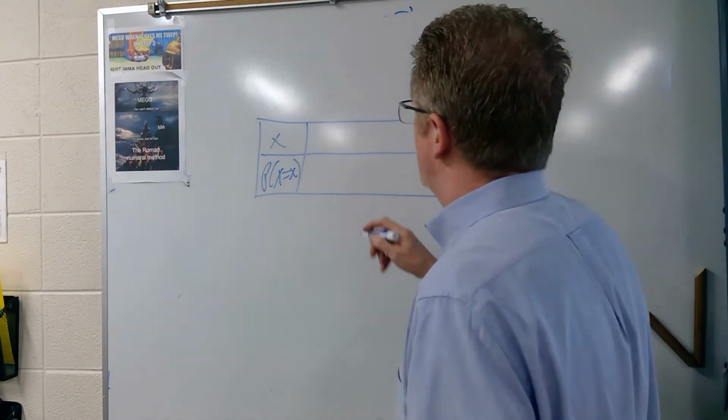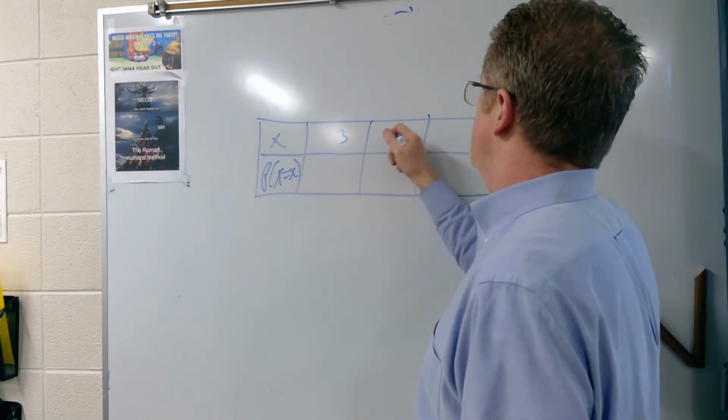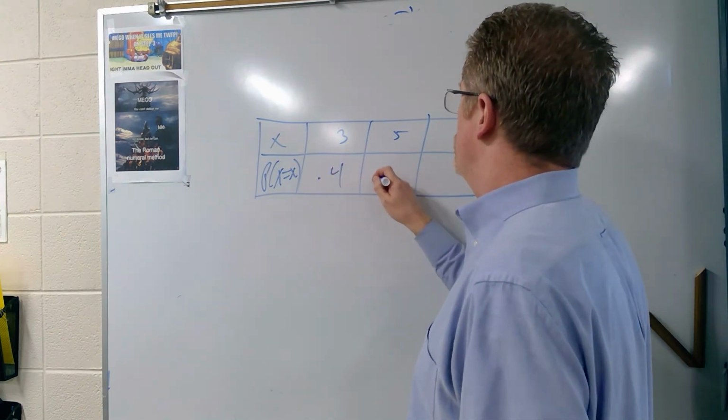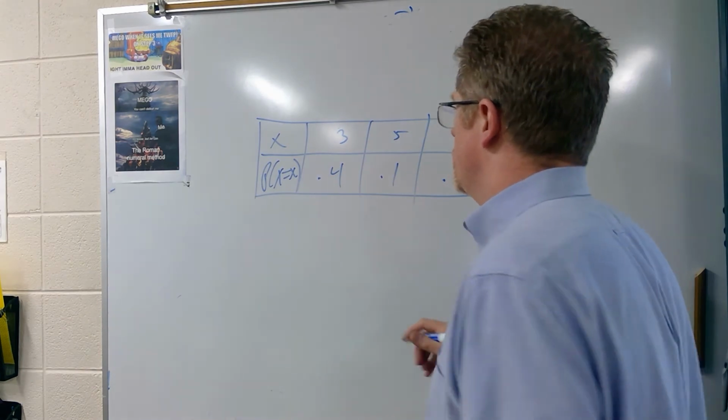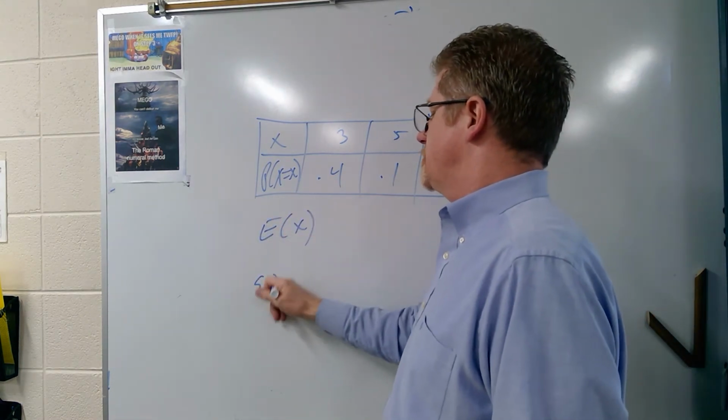Payoff times probability. Suppose we're playing a game in which you can win either $3, $5, or $10, and the probabilities of these are 0.4, 0.1, and 0.5. I want you to find both the expected value of x and the standard deviation of x.